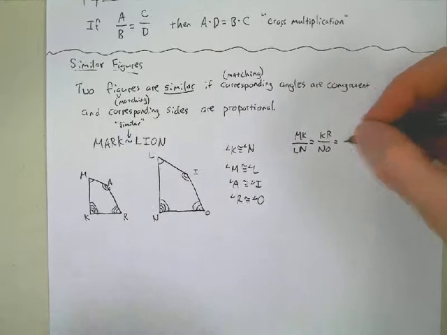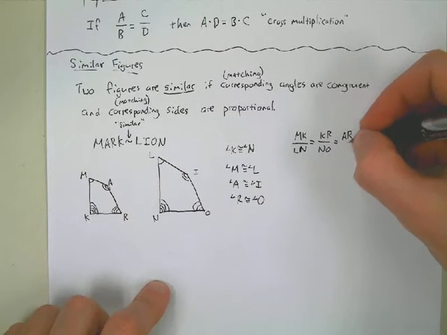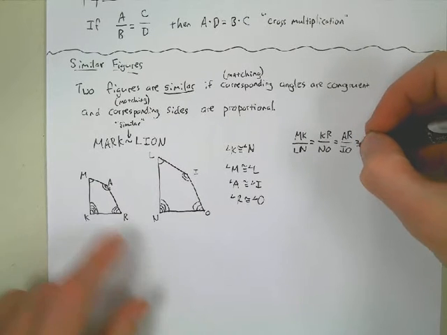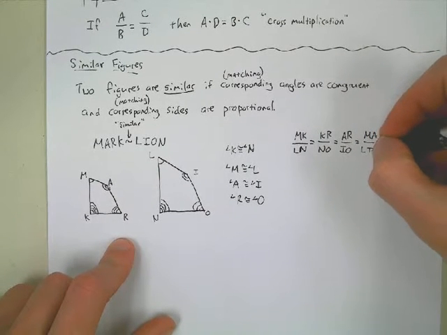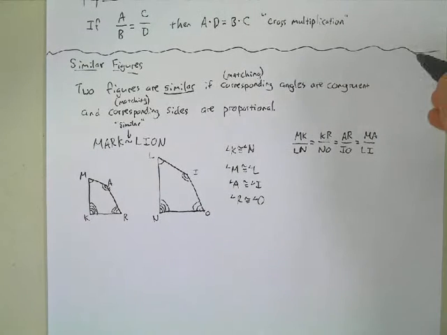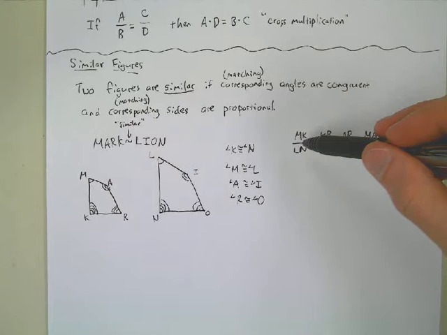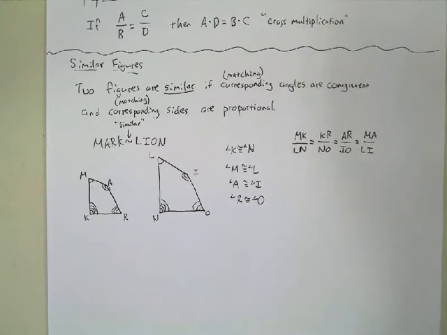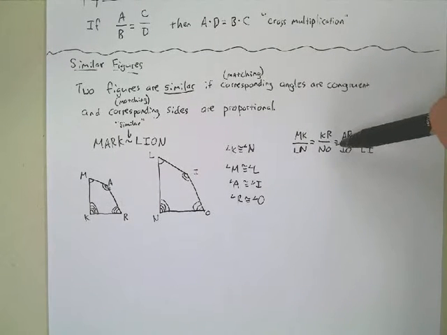So then it would be what? AR and IO, and then MA over LI. If just one of these ratios is not equal to the other three, the shape is not similar. So, for example, if MK over LN is the odd ratio out, and all the other three ratios are the same, but MK over LN is not, it's not a similar shape.